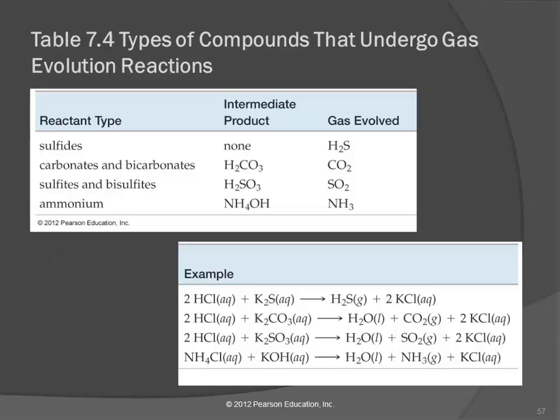These are the types of compounds that we need to know about. There are others, obviously. But these are the types of compounds that involve gas evolution reactions. So if you have a reactant that is a sulfide and you end up with a product that's H2S, you need to recognize that that's going to be a gas, hydrogen sulfide. So that one's kind of by itself.